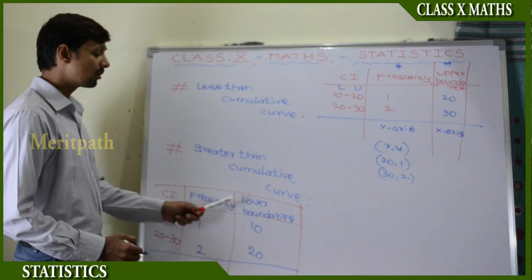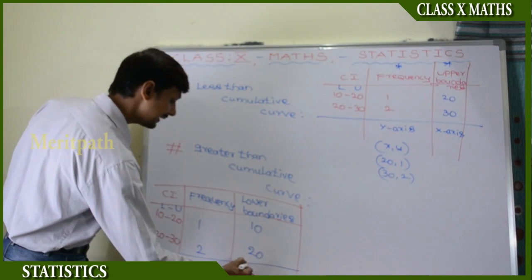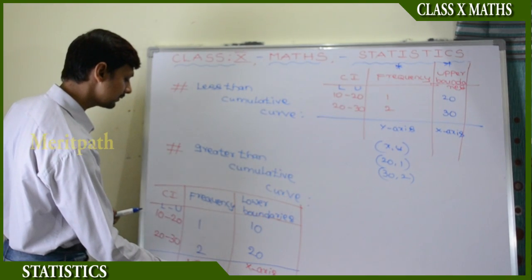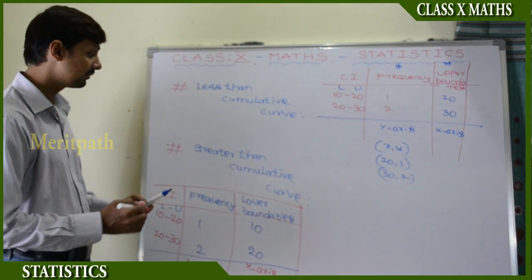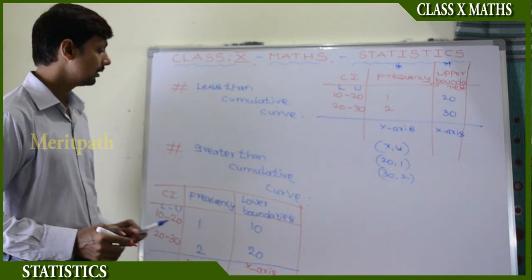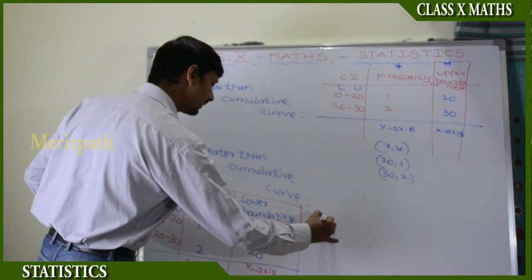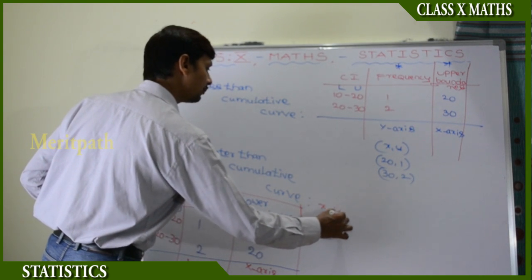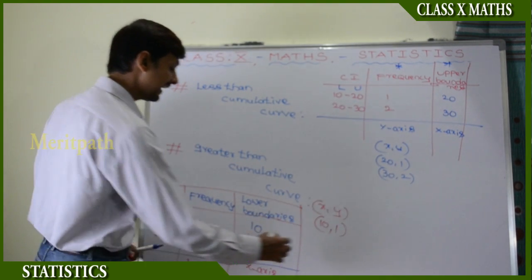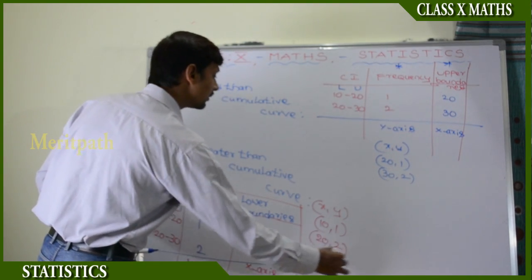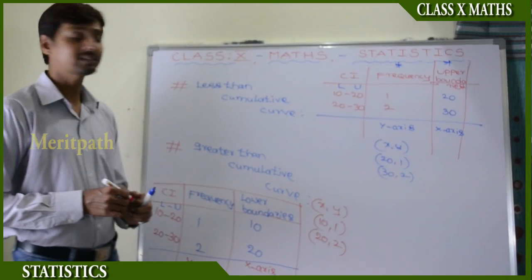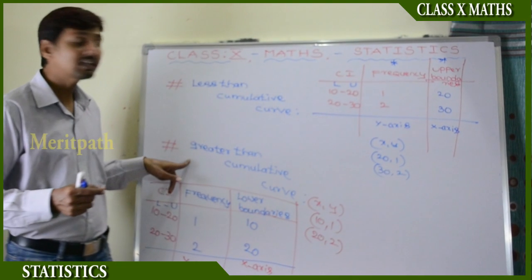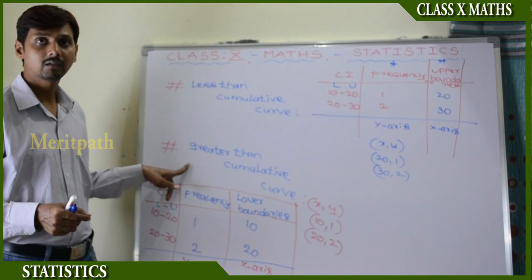Always we take the boundaries on the x-axis, and the frequencies are taken on the y-axis. So the points we get from these two are: x-axis is 10 and y-axis is 1, x comma y, so the point is 10 comma 1, and the next point is 20 comma 2. Using these points, we plot them on the graph and join them with a smooth curve. That curve is called the greater than cumulative frequency curve.